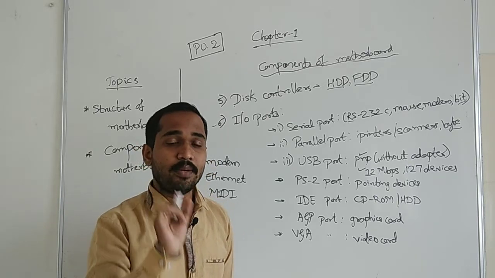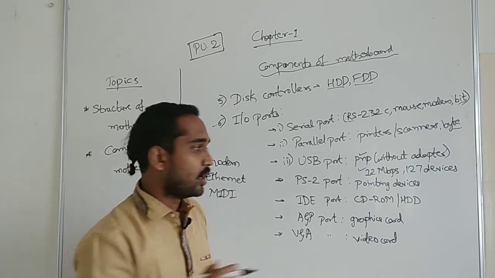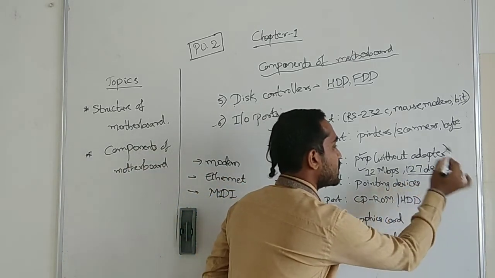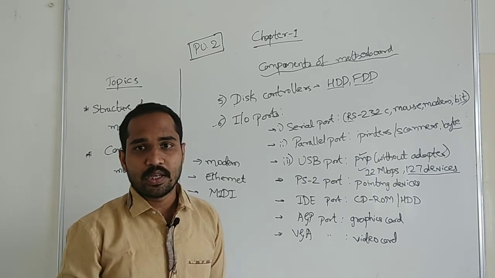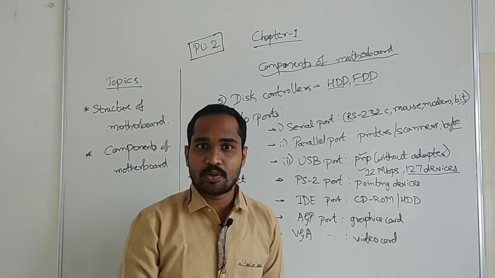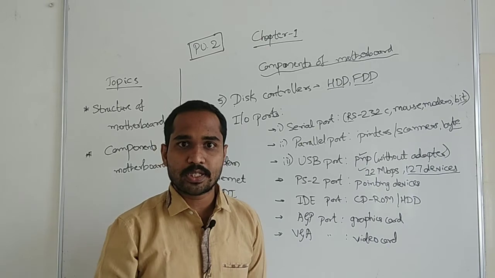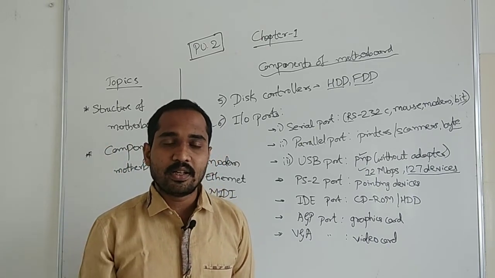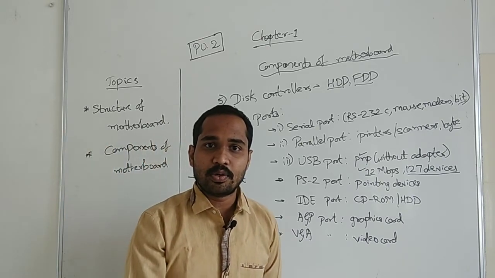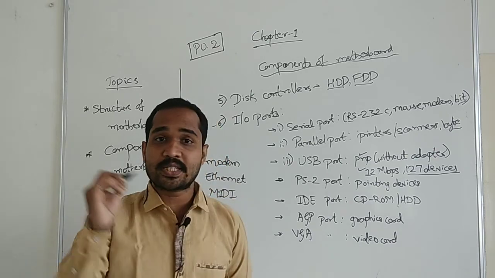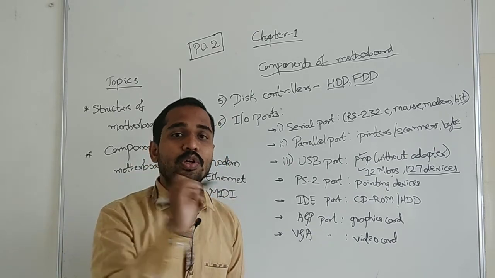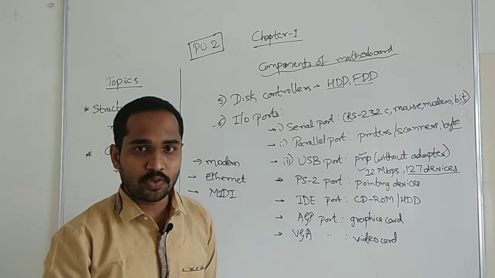12 Mbps, 12 megabits per second. As many as 127 different types of devices can be connected through USB. Nowadays, mouse is connected through USB, keyboard is connected through USB, and your cards are there. Your camera can be connected through USB. So many devices, as many as 127 devices can be connected through USB. That is the main advantage of USB port.